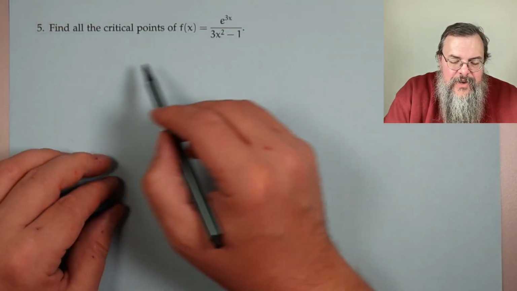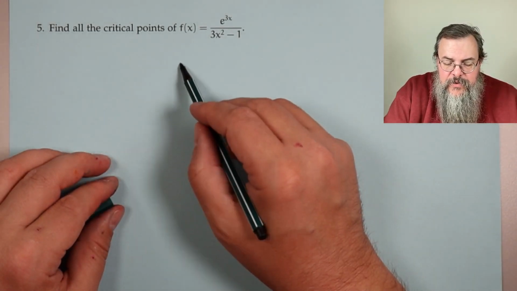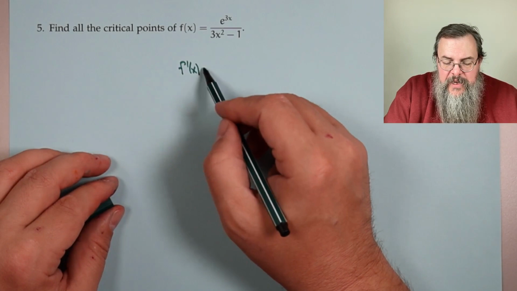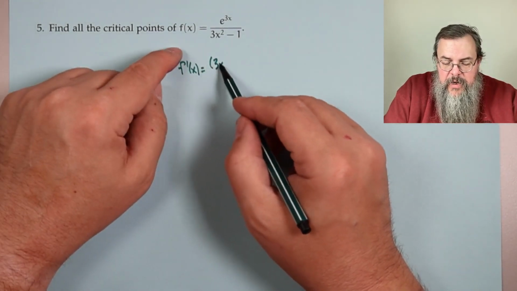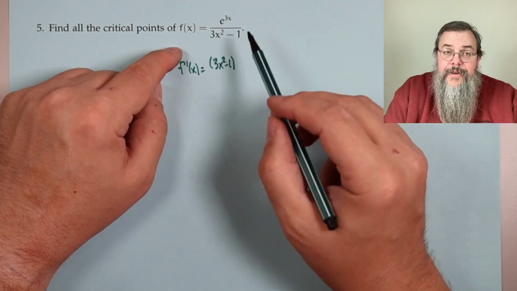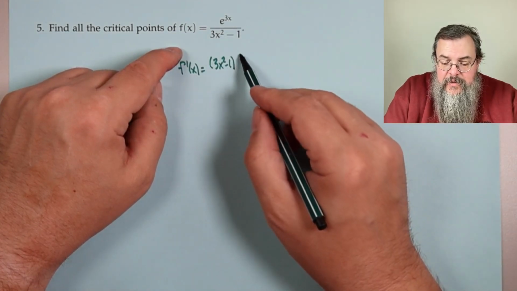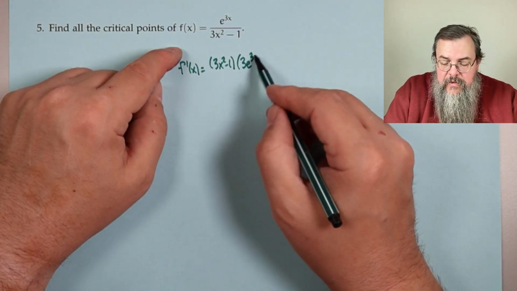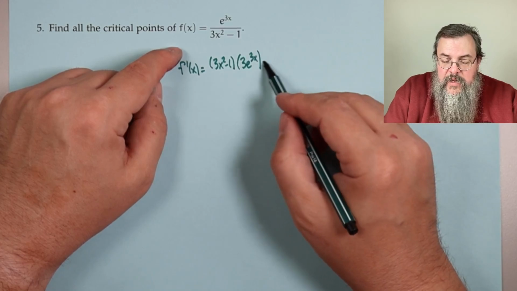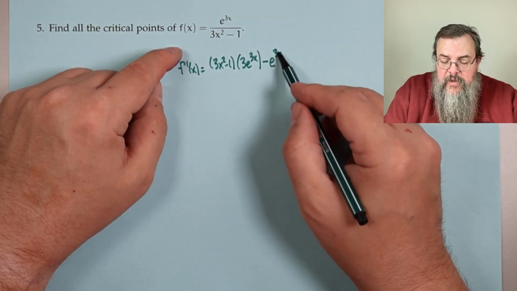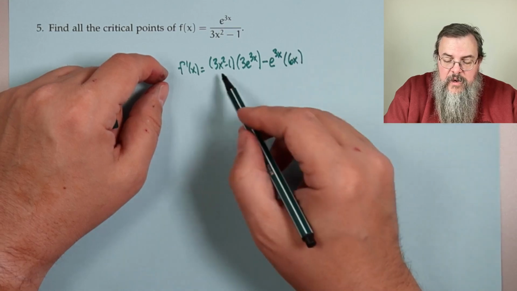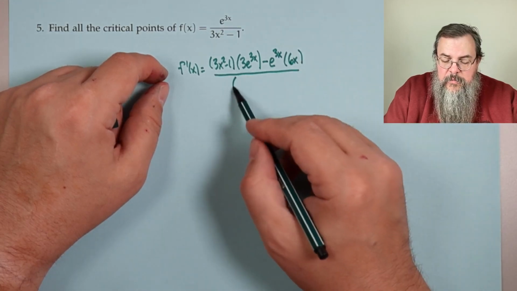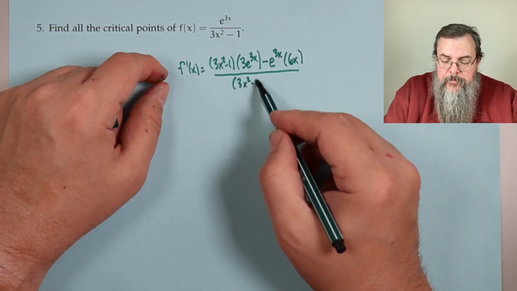All right, so to take this derivative, we're going to use the quotient rule. So f prime of x is, we're going to take the bottom, 3x squared minus 1, low, times the derivative of the top. That's going to give us 3e to the 3x, minus the top, e to the 3x, times the derivative of the bottom, which will be 6x, all over the bottom term squared.